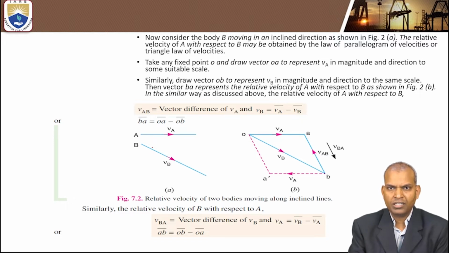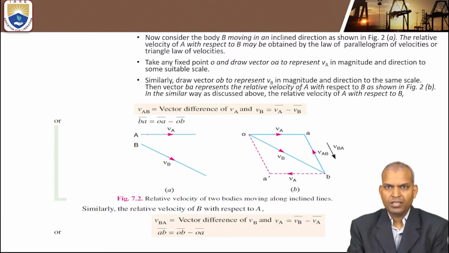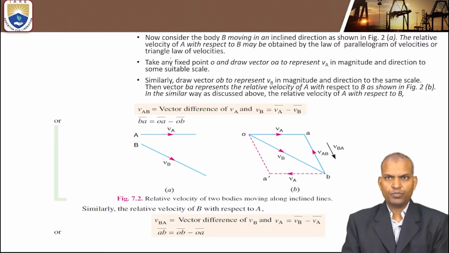Now consider the next case, where two bodies are moving. One body is horizontal, another body is inclined, VA and VB. Suppose the body B is moving in an inclined direction as shown in the figure, and the relative velocity of A with respect to B, how to find it out? Which law do we have to use? We have to use the parallelogram of velocities or triangle of velocities. We have to draw the diagram.